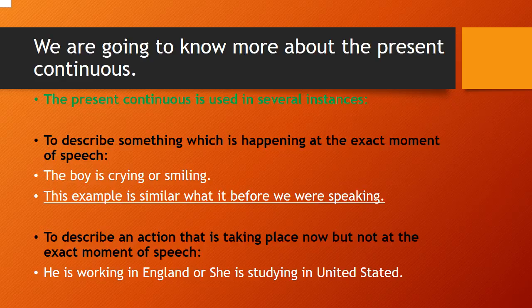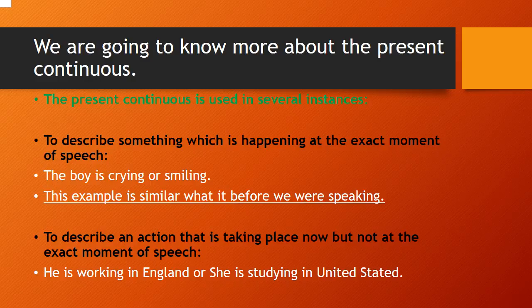We're going to know more about the present continuous tense. Now, here we count some points. The first point is that the present continuous is used in several instances. For example, to describe something which is happening at the exact moment of the speech.